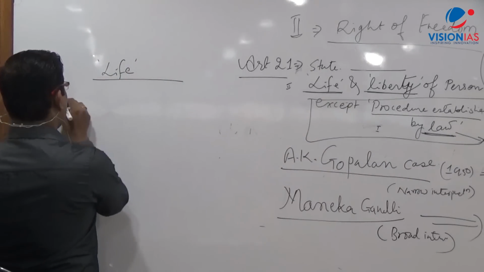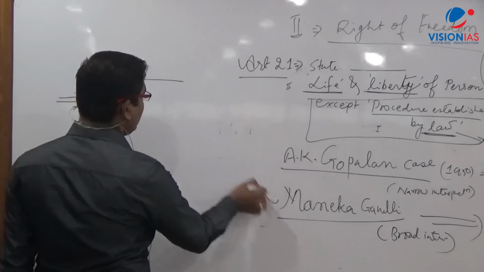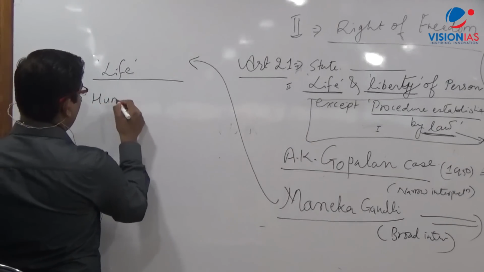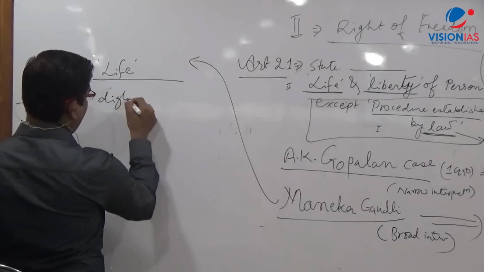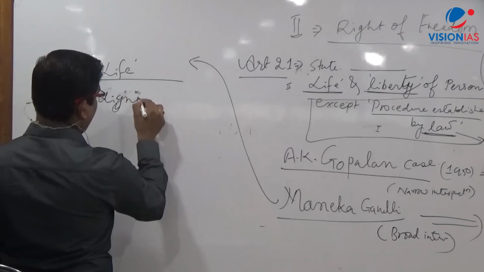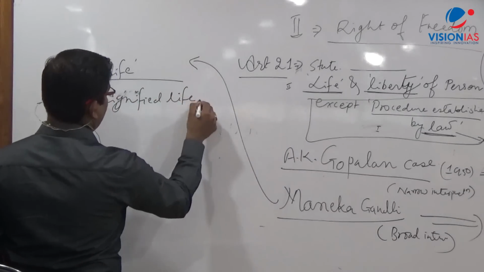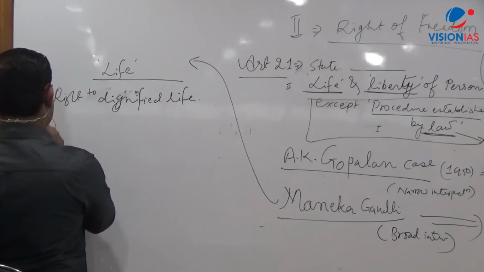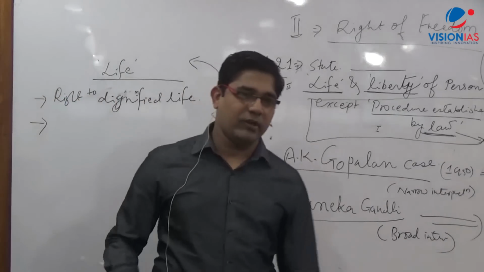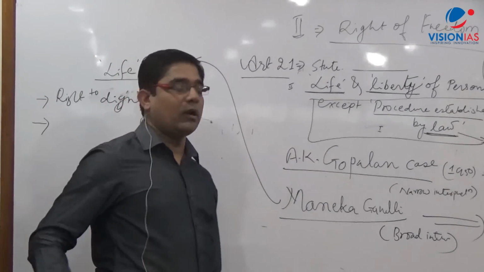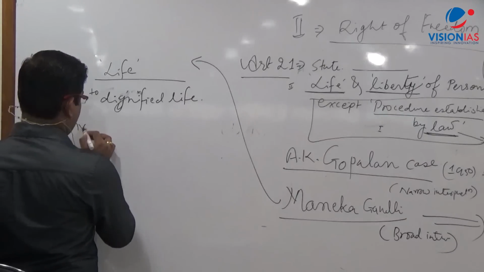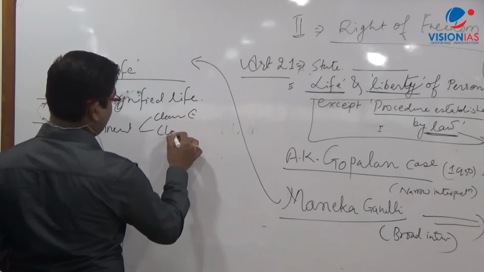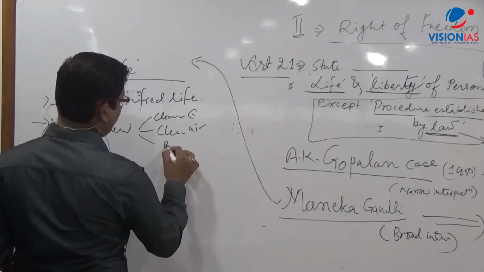So it is not just the physical existence. What all ambit has increased from Maneka Gandhi case till date? Tell me one or two. First, life, dignified life, right to dignified life. Yes, that's it. How has the ambit of right to life increased? Right to clean environment. Environment, remember it broadly. So in this, clean environment, clean air, pollution free water.